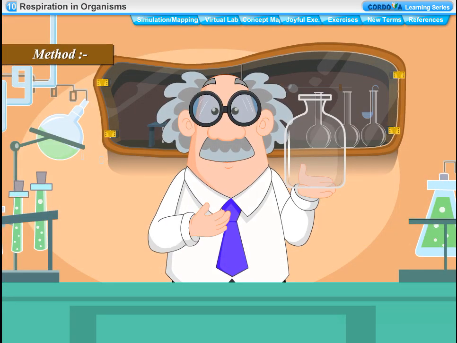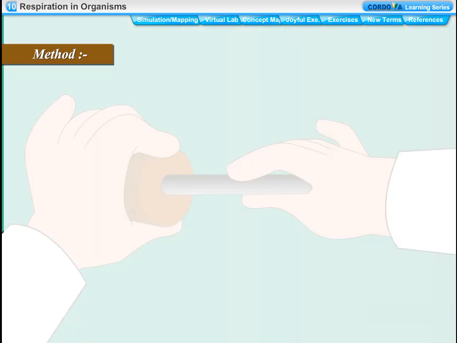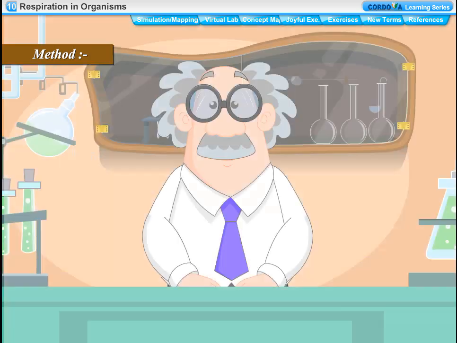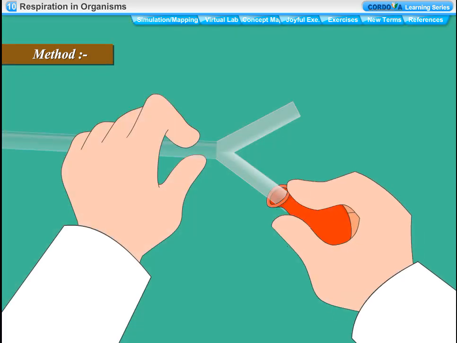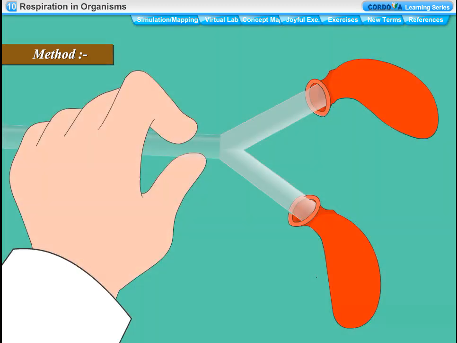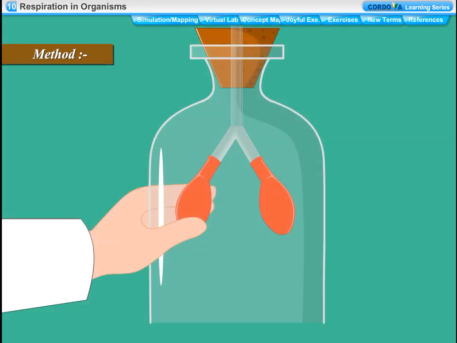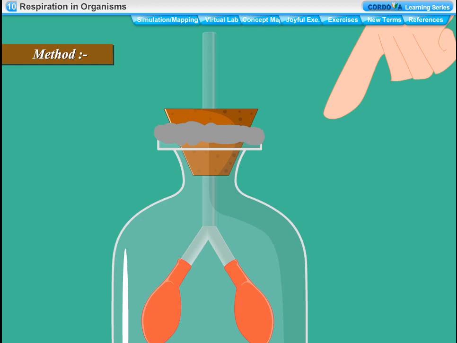Method: we take a wide transparent plastic bottle, a soft drink plastic bottle will do, and get someone to cut off its bottom. We make a hole through the bottle's cap. 2 deflated balloons are tied at the 2 forked ends of a Y-shaped glass or plastic tube. We introduce the tube fitted with 2 deflated balloons from cut end of the bottle and pass the tube through the hole in the cap. We use plasticine to seal the cap and make it airtight.